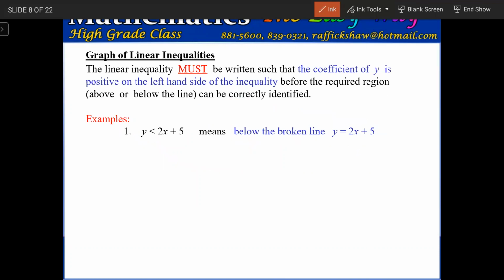I'm going to do some examples soon. But we have to understand what this means in terms of this statement. First word, as I said, must always be either above or below. Since this is a less than and y over here is positive, it means below. Once the y value over this side is a positive y value, less than means below.